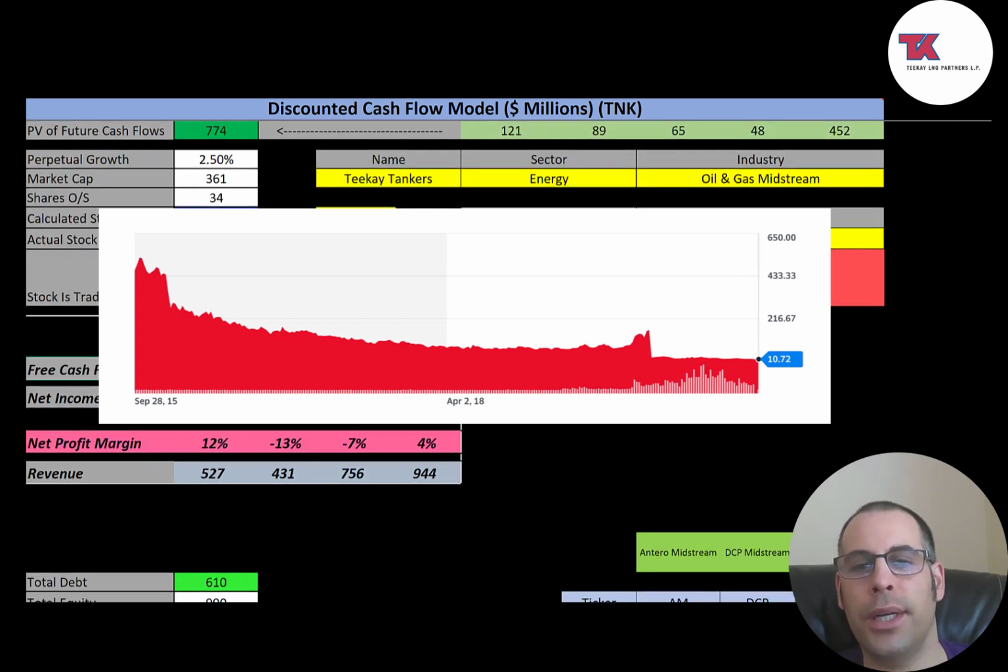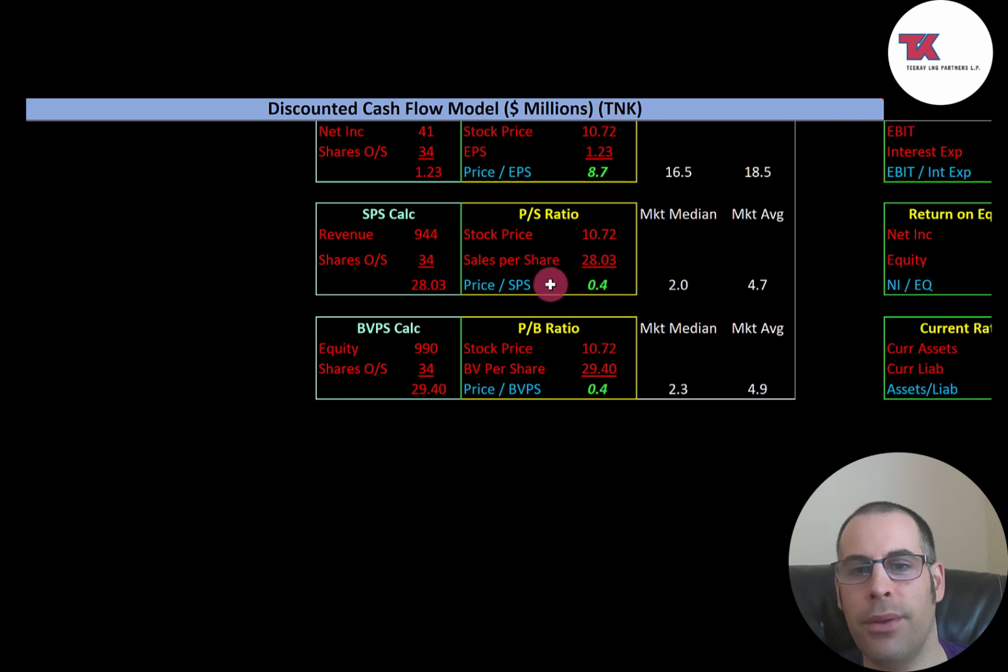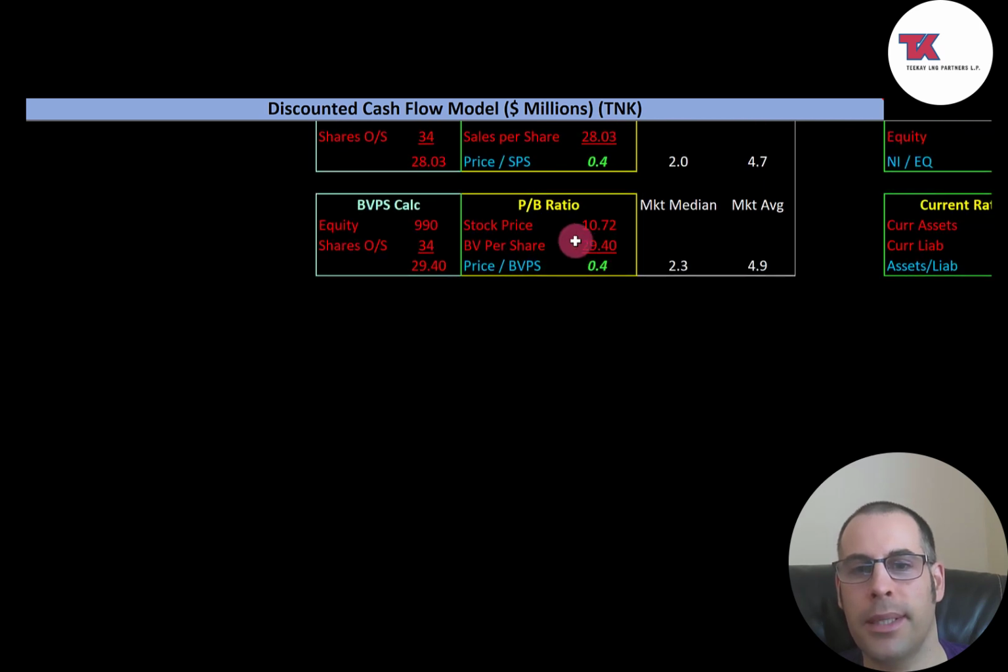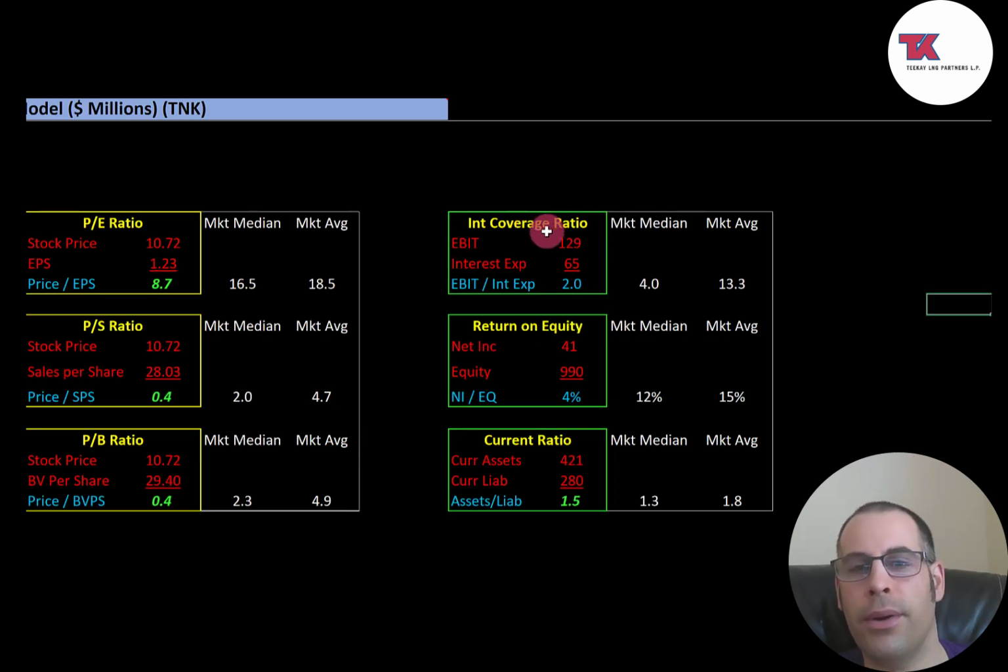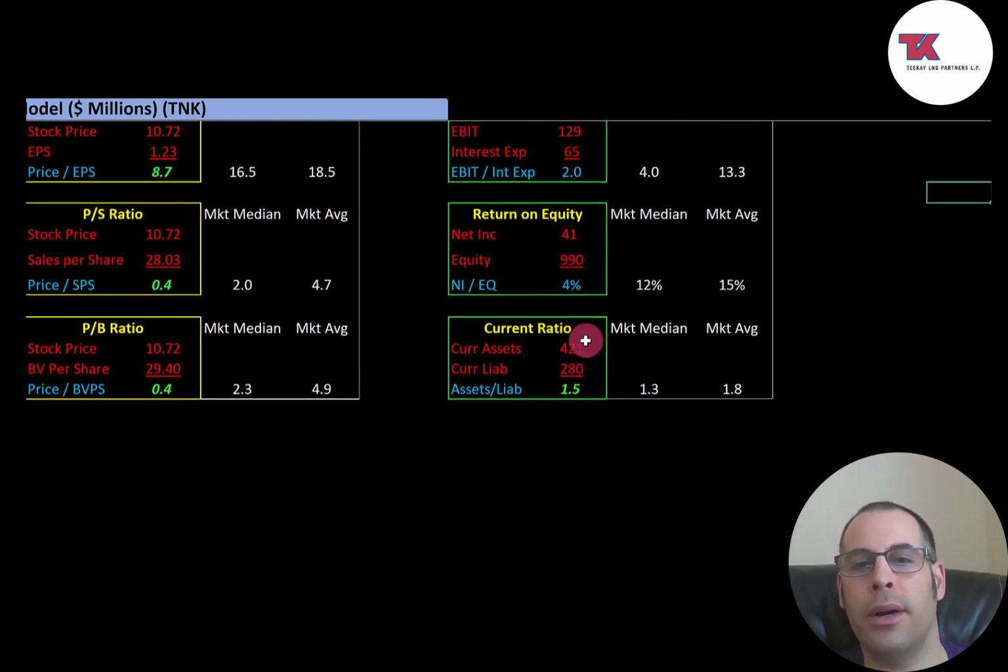Let's look at the financial ratios. Great PE, great price to sales, great price to book. PE is stock price over earnings per share, they're at 8.7. Price to sales is stock price over sales per share, they're at 0.4. Price to book is stock price over book value per share, they're at 0.4. A good interest coverage ratio, that's EBIT over interest expense, they're at 2.0, so they can cover the interest expense twice. ROE is weak. Net income over equity, they're only at 4%. They have a good current ratio, that's current assets over current liabilities, they're at 1.5.